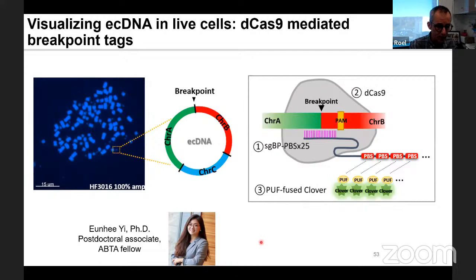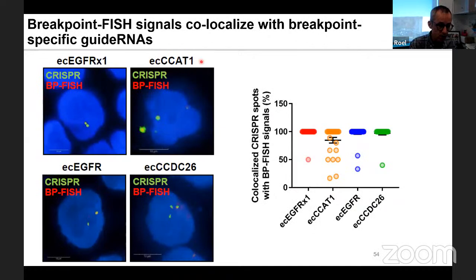So in short, guide RNAs are synthesized to align exactly to an ecDNA breakpoint, which should be a unique DNA sequence only found on ecDNAs. The guide has a tail containing PUF binding sites, and the PUFs can bind to the PUF binding sites and then contain a clover, which is ultimately the fluorescent signal. So this is just to show you that this works, by combining FISH with our ecTag tool to show you the convergence of the signal.